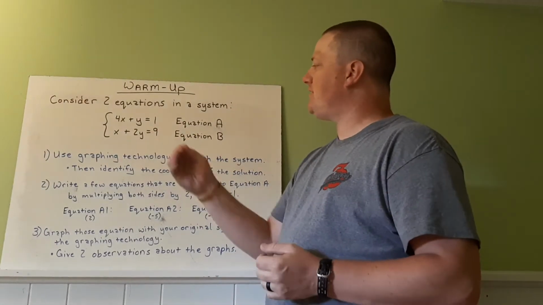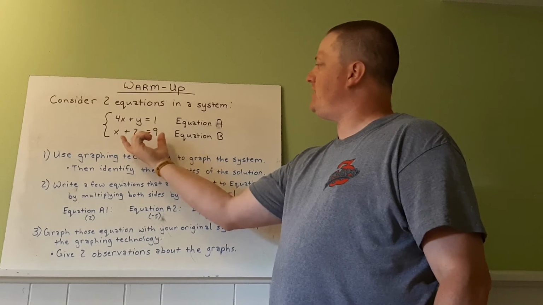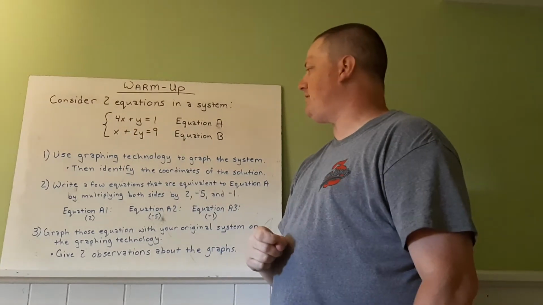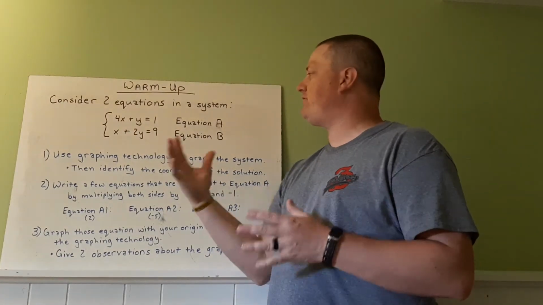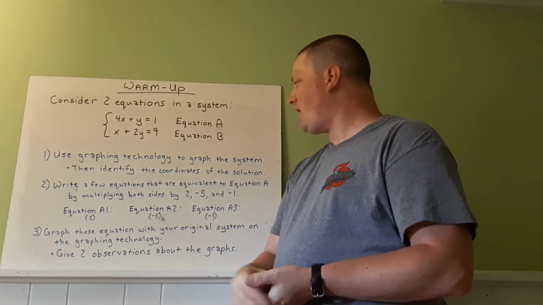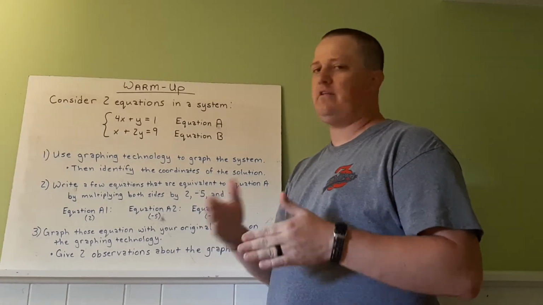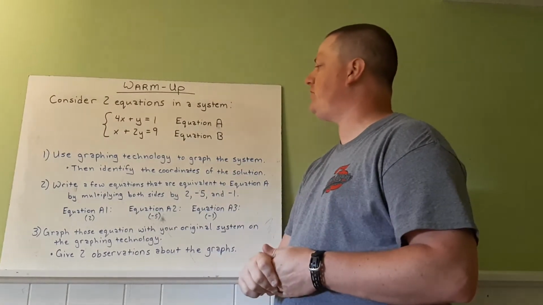So the first thing I need to do is write this down, and then on some graphing technology, graph this system like we've done in the past. So use Desmos, that would be the easiest thing. Once you have that, identify the coordinates of the solution. So where do they cross? What is their shared solution?